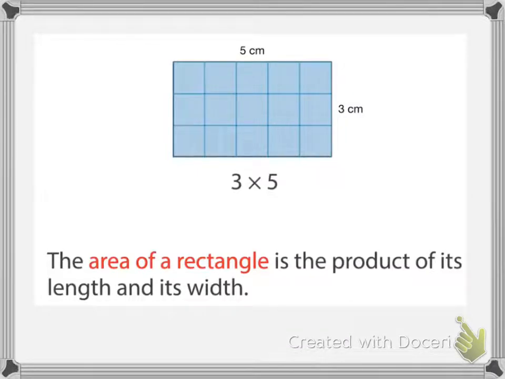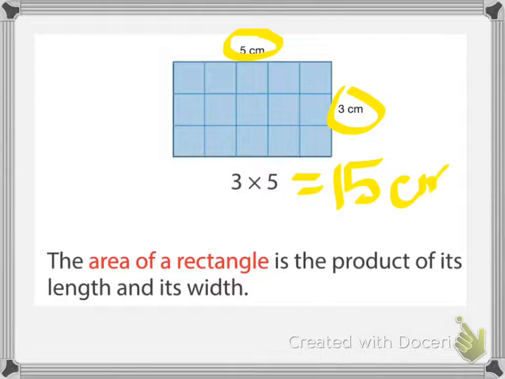So, as I said, the area of a rectangle is the product of its length and width, which just means the answer to when you multiply the two sides. 5 times 3, and that would give us 15 centimeters squared.